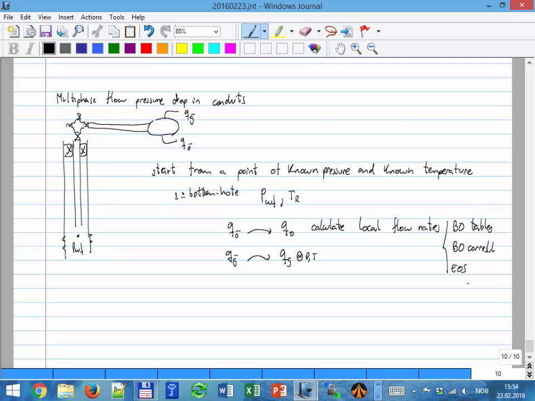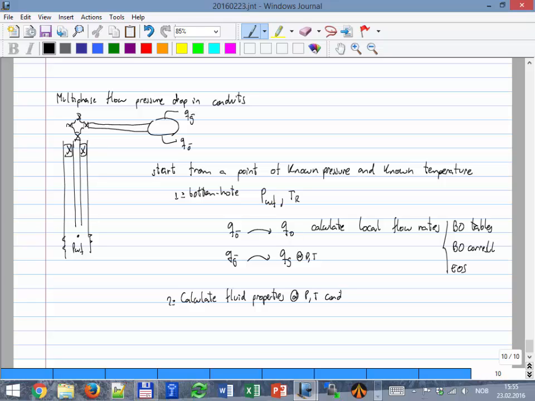Then the next step is to calculate fluid properties at P and T conditions. Okay. And what do I mean by fluid properties? Typical fluid properties that we need is the density of the oil, the density of the gas, if we have any water, the density of the water. We have the interfacial tension between oil and gas, the interfacial tension between oil and water, and the interfacial tension between, what are we missing here? Water and gas, okay?